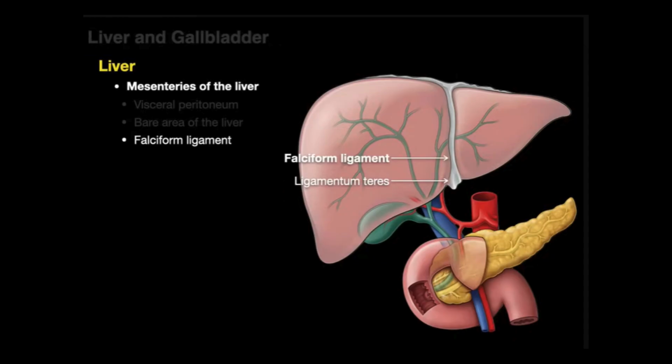Now, you can see here, this would be the falciform ligament on top of the liver, and further down you can see the ligamentum teres. The falciform ligament is going to attach the liver to the anterior abdominal wall. Drooping down further, you can see the ligamentum teres, and the ligamentum teres holds the remnant of the fetal umbilical vein itself.